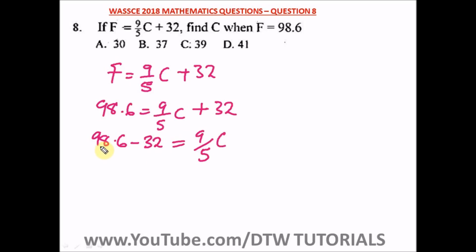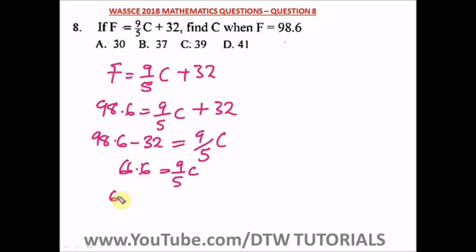And 98.6 minus 32 is going to give us 66.6 when we punch in our calculator, equal to 9 over 5C. So here let's cross multiply, making C subject of formula. We'll multiply. Let me just take 5 here and bring 9 down. Okay, so we have C alone here.